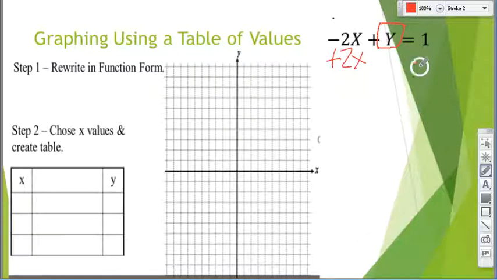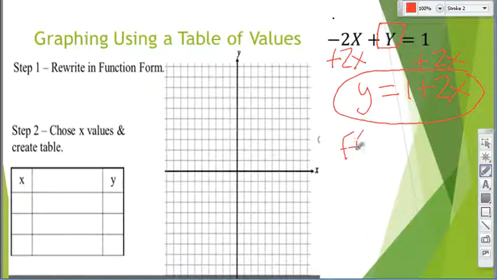And if I add 2x to the left side, I have to add 2x to the right side, which gives us y is equal to 1 plus 2x. Now our equation is in function form. Remember, another way to write this is f of x equals 1 plus 2x. So our y is going to be a function of x. So let's go ahead and rewrite this in function form.